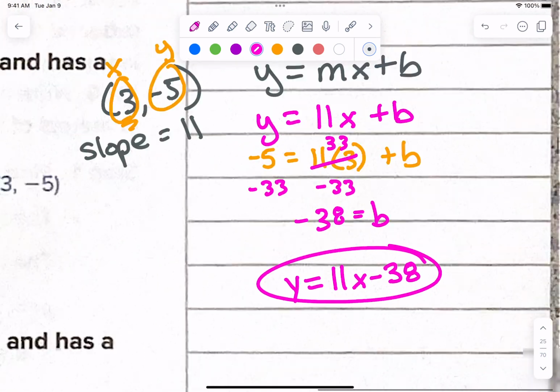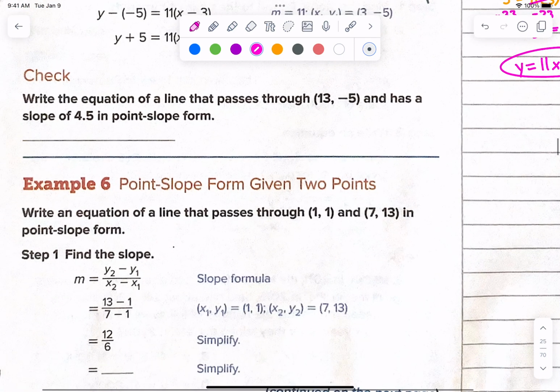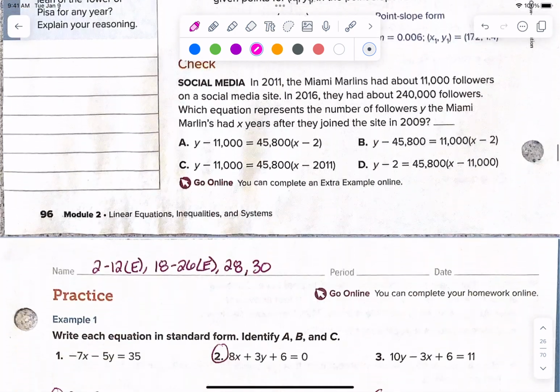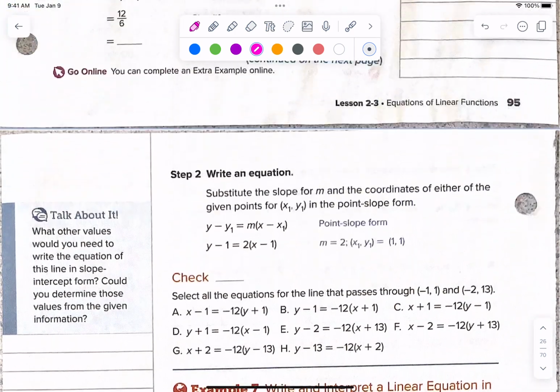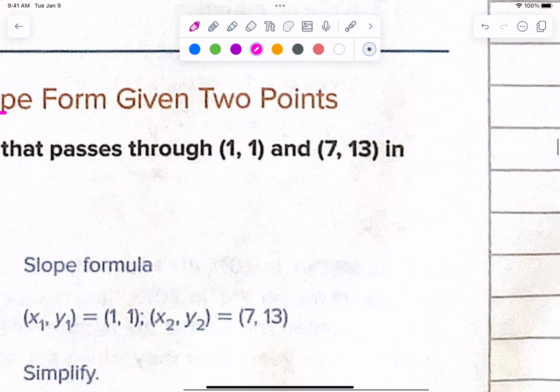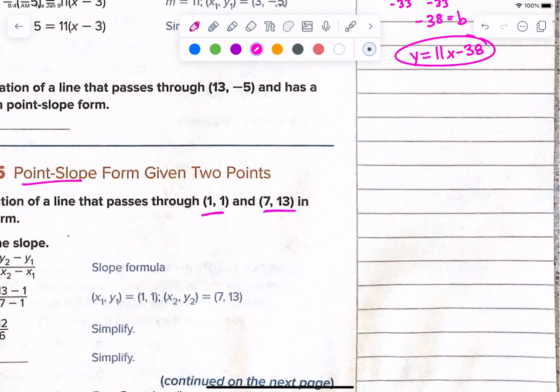All right. Let's move on. Let's do maybe one more. Should we do one more? And then we'll stop. We won't do the story problem. One more point slope form. But now, instead of giving me the slope, they give me 2 points. And I have to find the slope, okay?